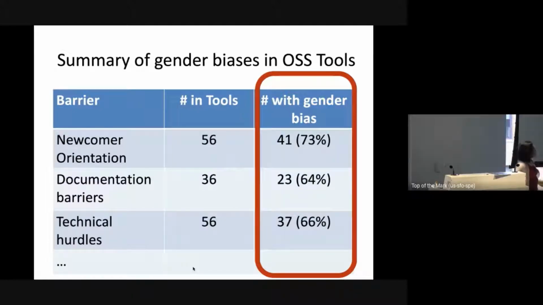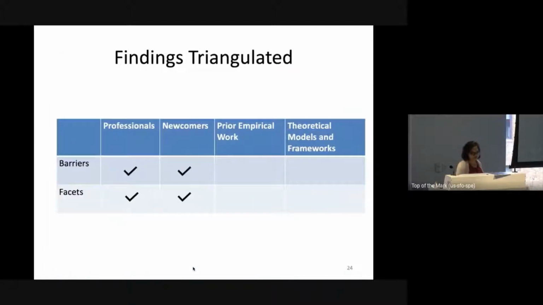And what do we see over here? For newcomer orientation, 73% of the issues have gender biases. So on average, we found 73% of the issues that the teams found in their own tools had a bias associated with them. This might tell us why there are so few women who are trying to get into open source.